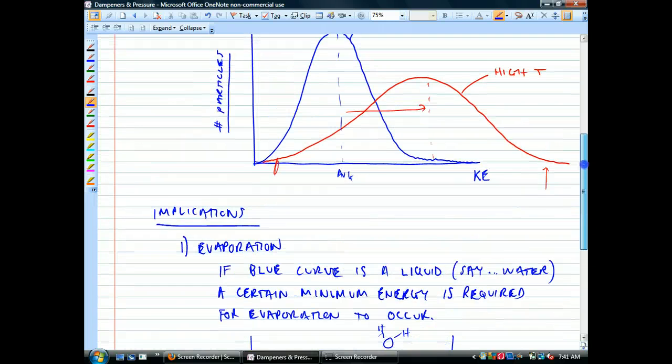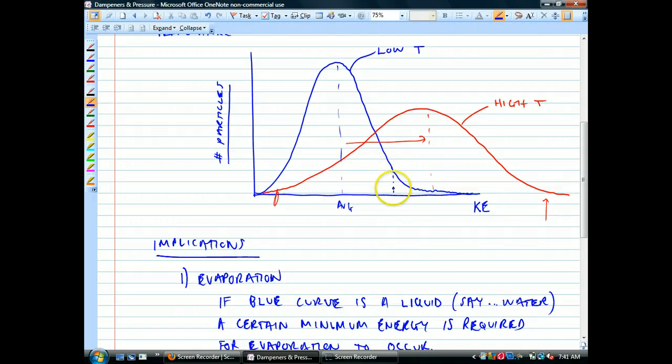Okay, let's look back at our graph. Let's say, for example, that this is the minimum energy to evaporate. That is, in order for the molecule to break free of the surface of the water, it has to have this amount of energy. That means that at any given time in the water sample, a small portion of the water molecules have enough energy to evaporate.